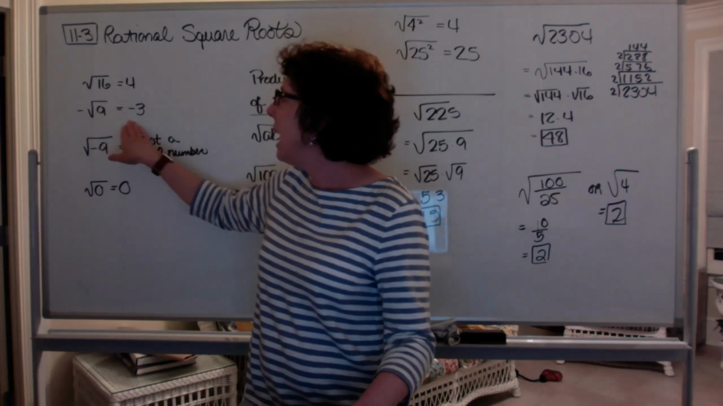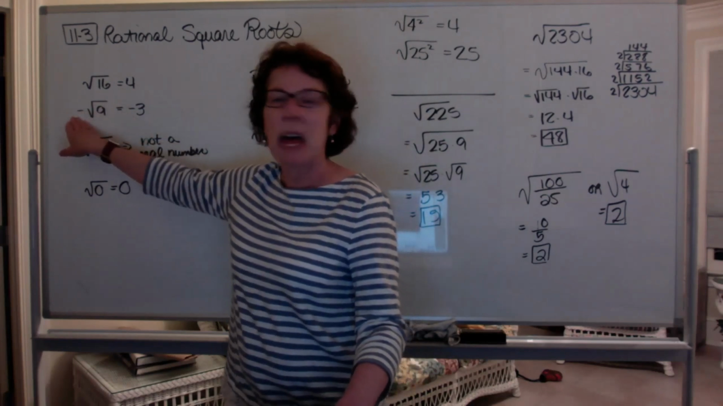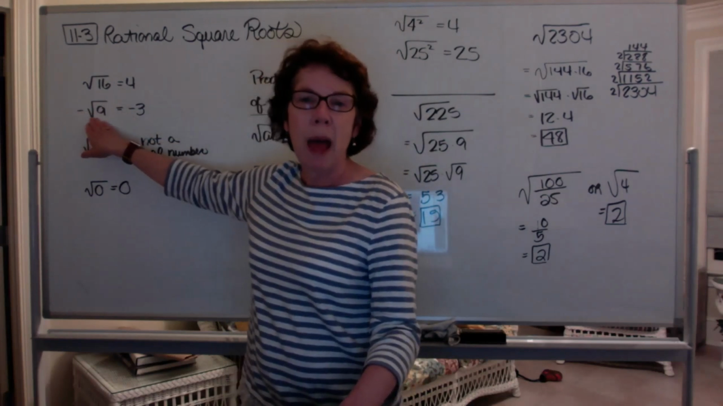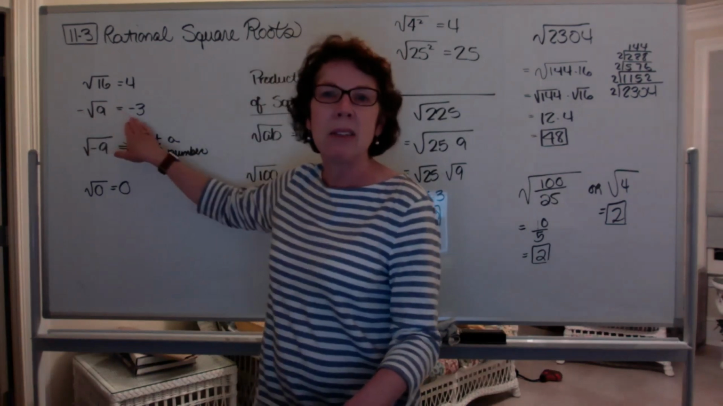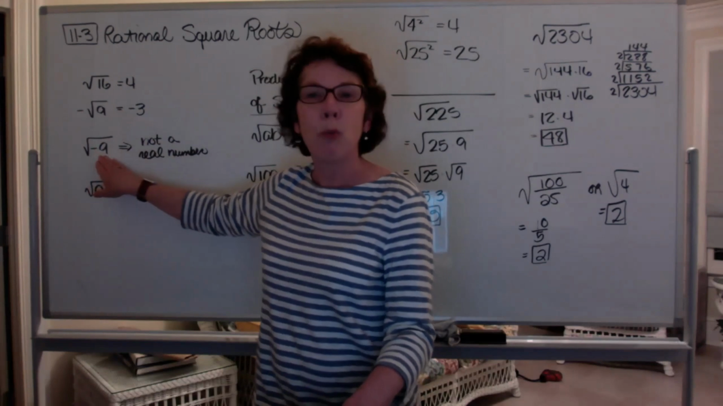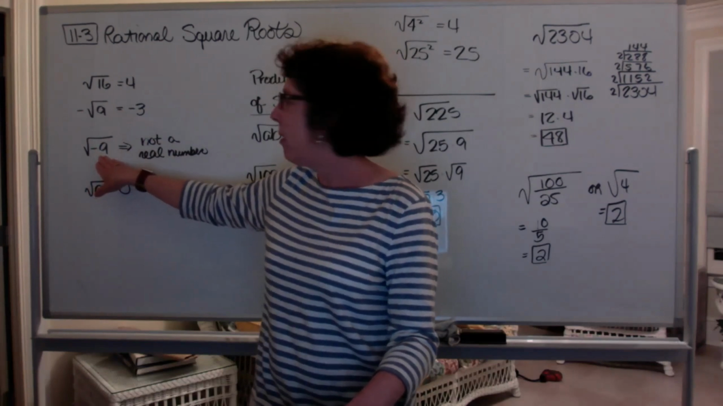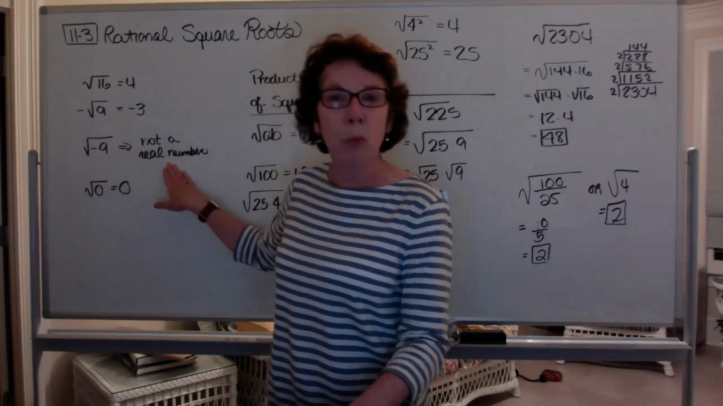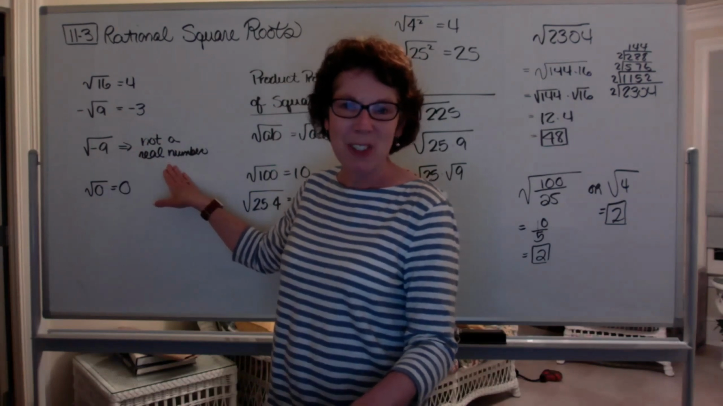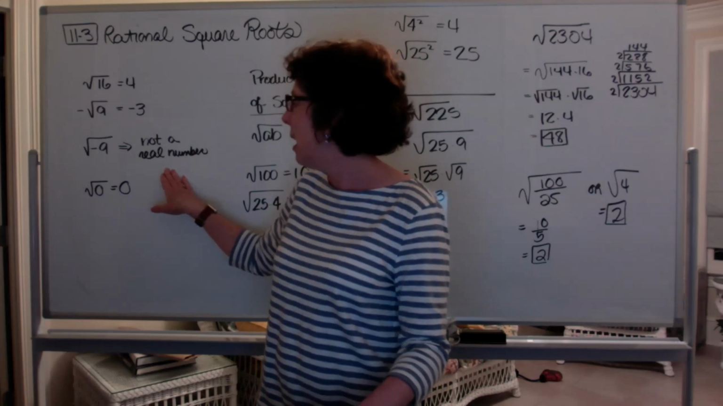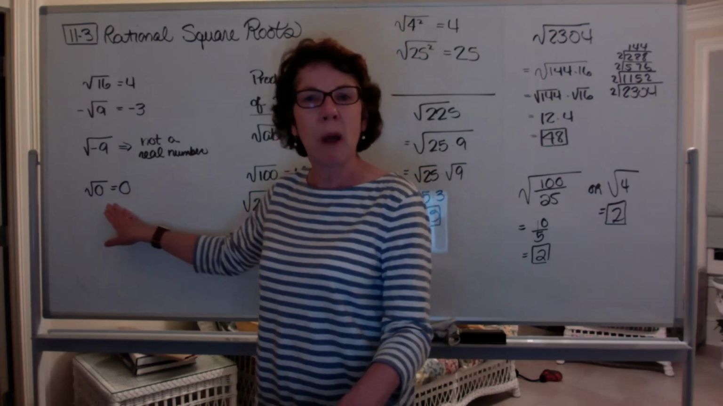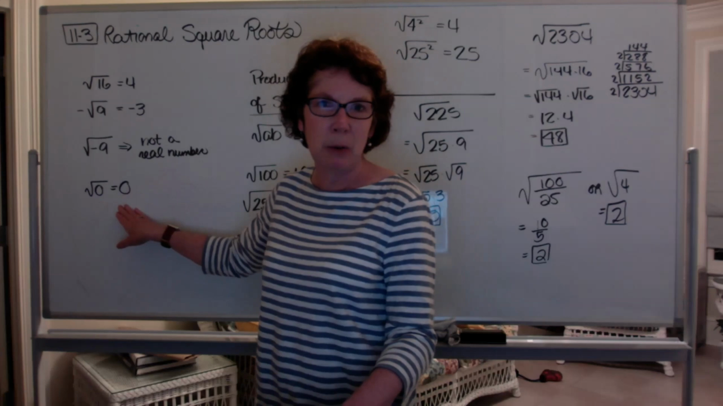Now, how would you get a negative answer? If you put a negative sign to the left of the radical sign or the square root sign. So the negative of the root of 9 is negative 3. Now, how about the root of negative 9 itself? Well, that is not a real number, and you don't have to worry about that this year. We'll talk about that next year. Those are imaginary numbers. Now, what about the square root of 0? Well, the square root of 0 is simply 0.